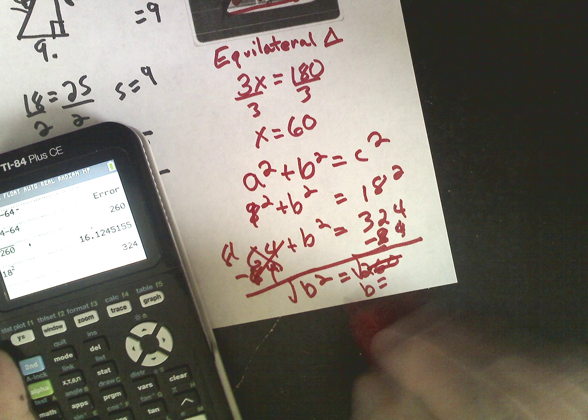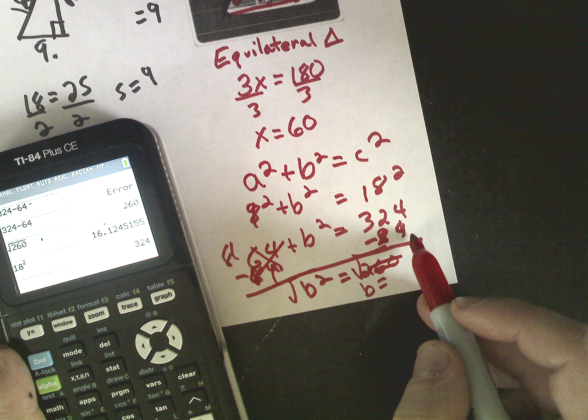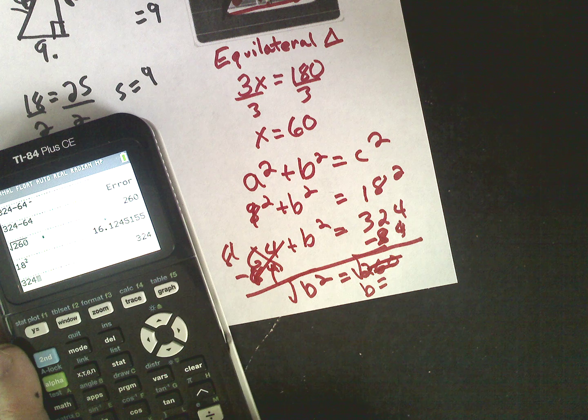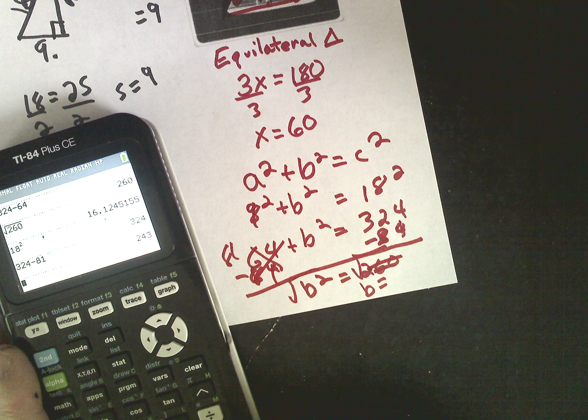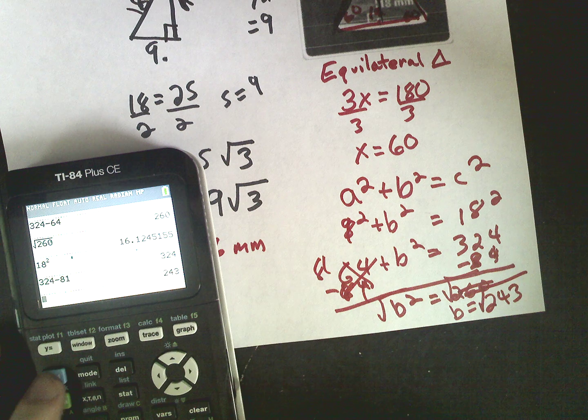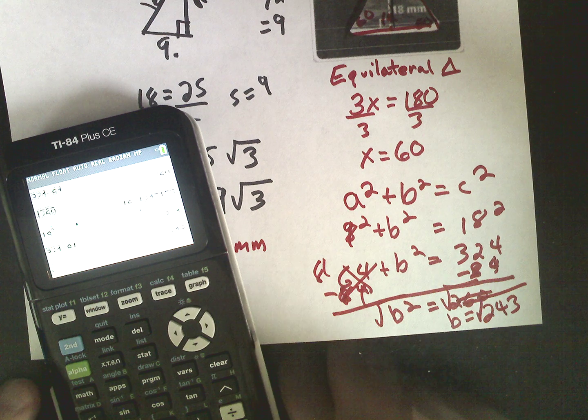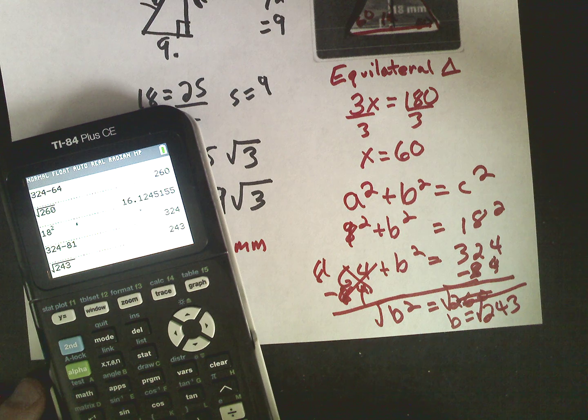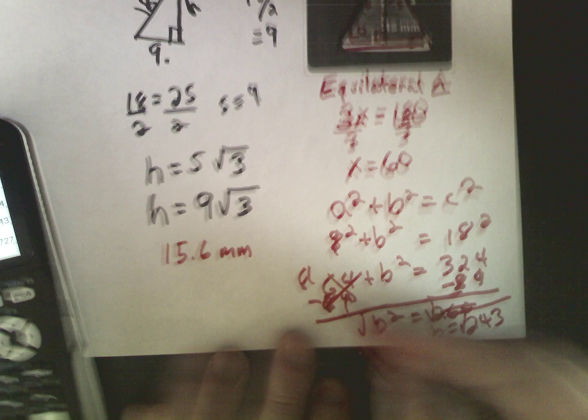Now, for the number I'm looking for, I'm going to take 324 and subtract 81 this time, because 9 times 9 is 81. I get 243. Now, I bet my paycheck the square root of 243 is 15.6. Let's see. Square root of 243. 15.6.